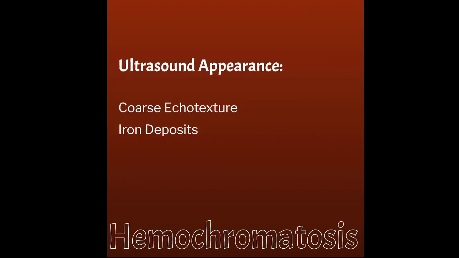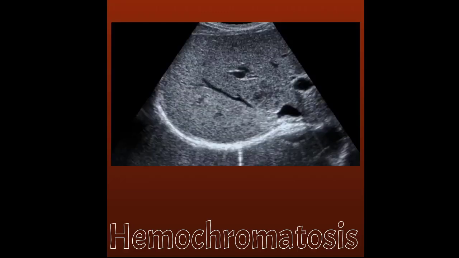On ultrasound then, we're going to see a coarse echo texture to the liver, and we might even be able to see some of the iron deposits on ultrasound. So here we have the liver. It's granular again, that coarse echo texture, and then we can actually see one here. We can see the iron deposit here. Looks like there might be one here and one here as well, a little bit smaller.